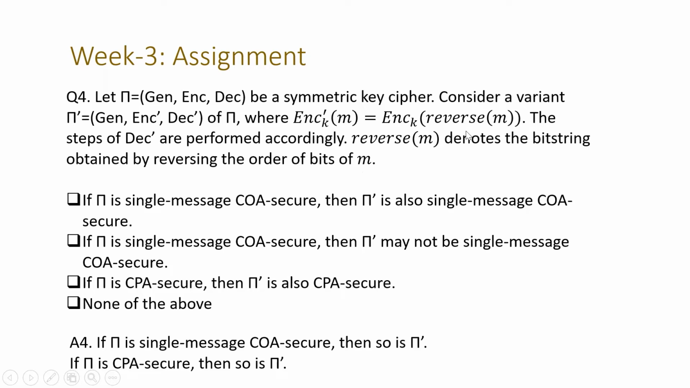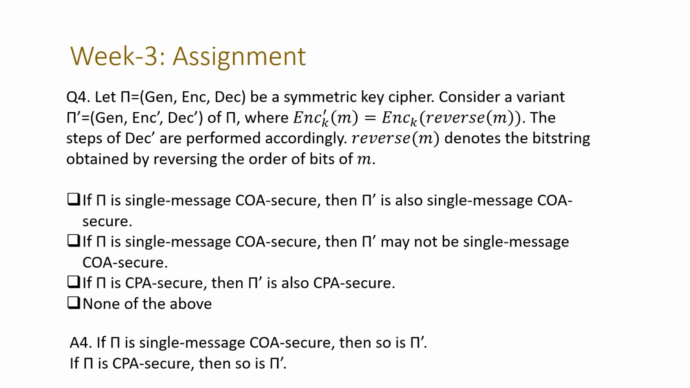Now, if you just assume that this pi' is not COA secure, that is, a ciphertext only attack is possible against it. That means that if you manage to gain some information about the distribution of the underlying plaintext of the ciphertext of this scheme pi', that means that you have some information about the distribution of reverse of m, which again implies that of course you have some information about the distribution of m. And if that is possible, then the original scheme pi is not COA secure, and by contradiction we say that pi' is actually COA secure.